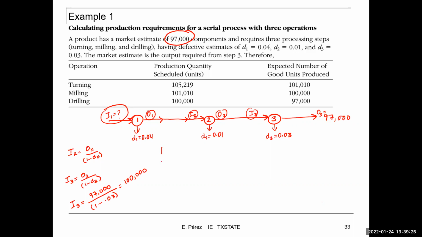So I know I3 now, and since I know I3, I also know O2 because O2 is equal to I3. So now I can compute I2. I2 is going to be equal to O2 divided by 1 minus D2. So I2 is 100K divided by 1 minus 0.01. This is equal to 101,010.